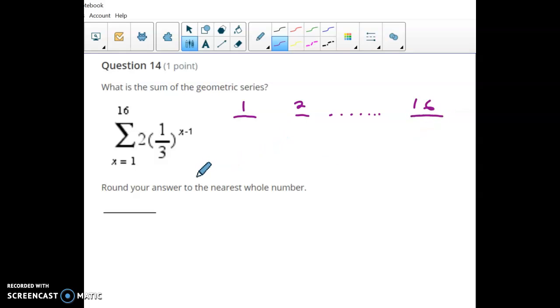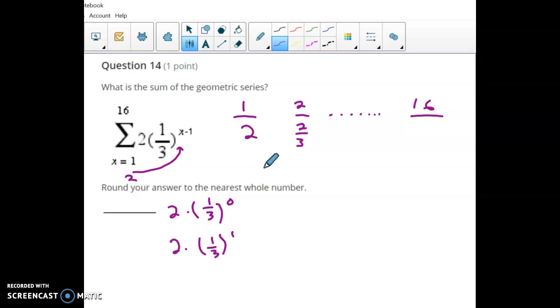And we can find some of these values pretty easily. The first term is going to happen when x is 1. So if we plug in 1 to this little formula, we would have 2 times 1/3 to the 1 minus 1, or 0 power. Anything to the 0 power is actually 1, so we'd have 2 times 1. So our first term is just 2. All right, and then to do the second term, we'd make x 2. So we'd have 2 times 1/3 to the 2 minus 1 power, so 2 times a third is just 2/3.